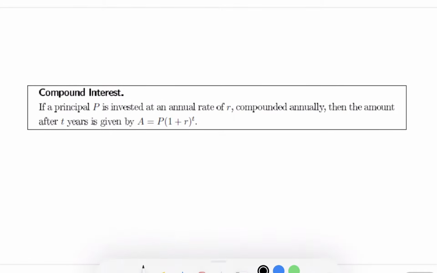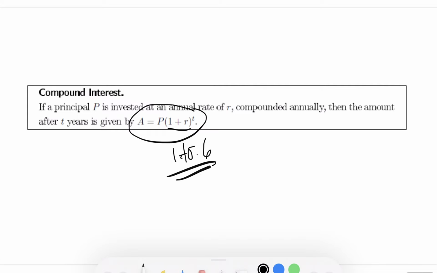This one. This is the formula for the future value in compound interest. So always multiply by 1 plus r, raised to t. Now this is your 1 plus 0.06. So the point here is we can use an exponential function in computing the future amount of your investment compounded annually or bi-monthly and so on. It depends. It is compound interest.